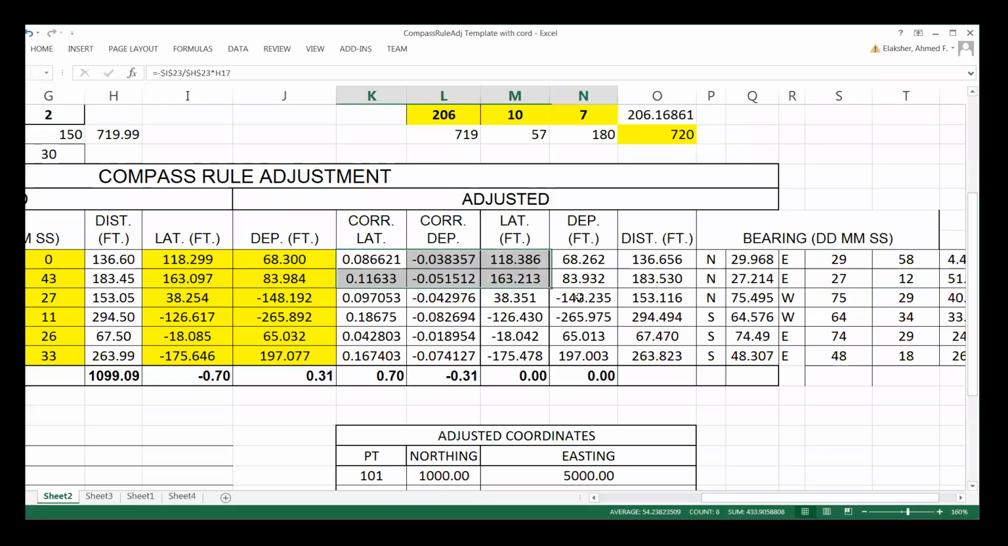Okay. After we do this here, we got the corrections, we got the latitude departures, they corrected, they should sum up and add up to zeros as the latitude, zeros as the departures.